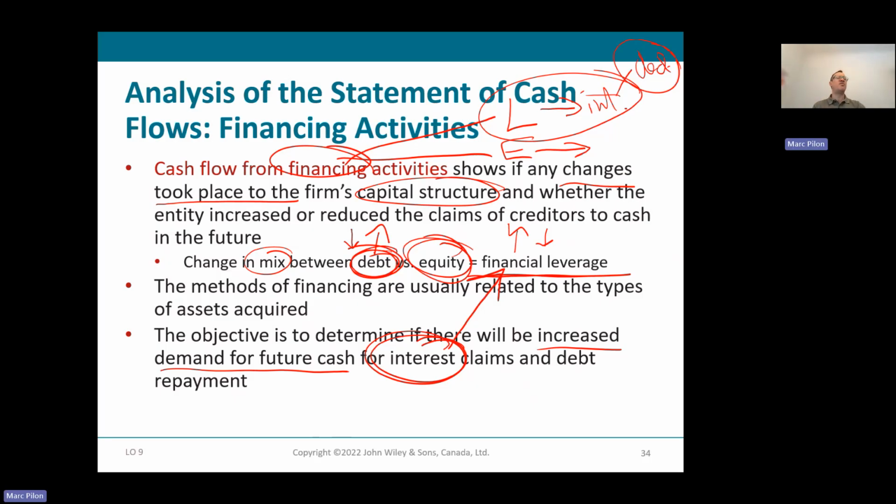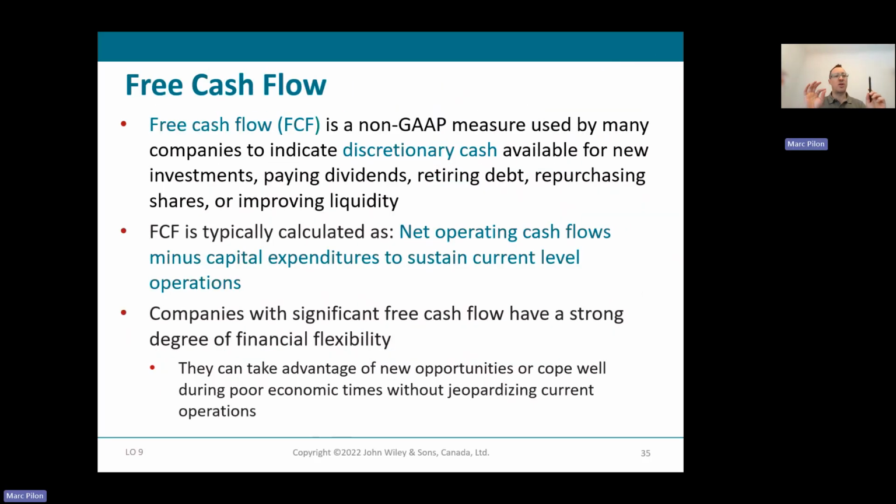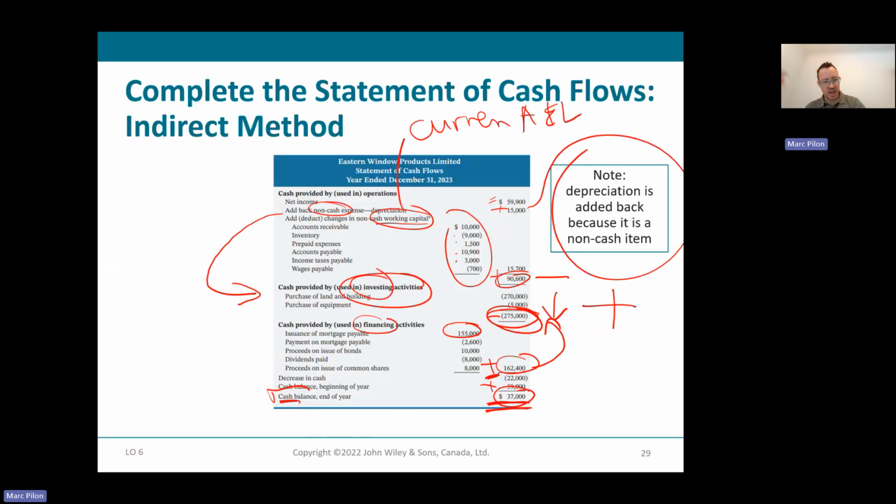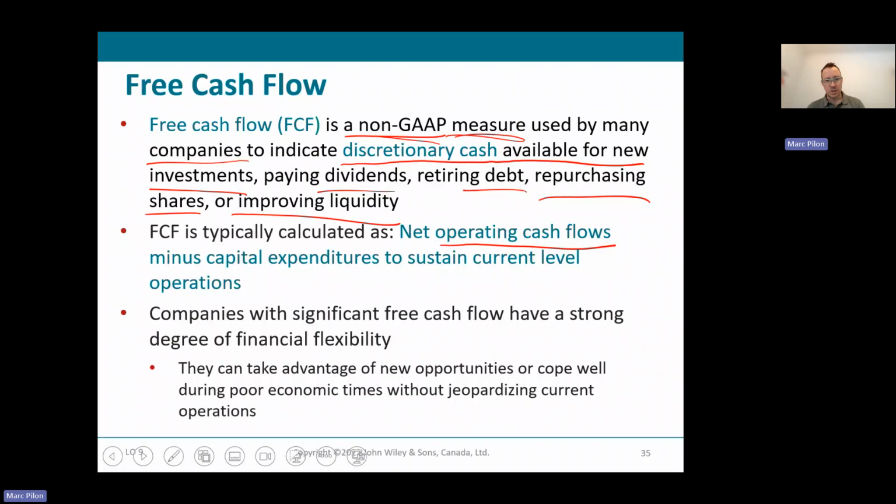And then finally, from a finance perspective, there's this term called free cash flow, okay? Free cash flow is a non-GAAP measure of analysis used by many companies and financial analysts to indicate the discretionary cash available for new investments, paying dividends, retiring debt, improving liquidity, purchasing shares, whatever, right? It's the cash. So free cash flow is calculated as operating cash flow. So it's this part, the 90,600 in our example.